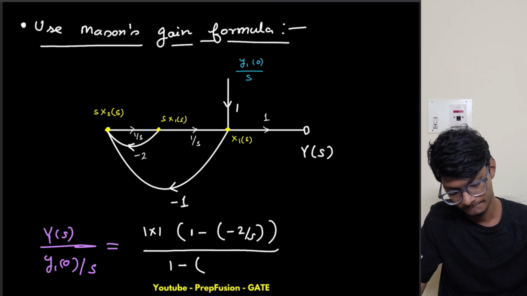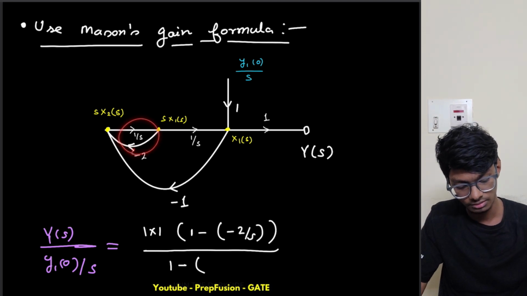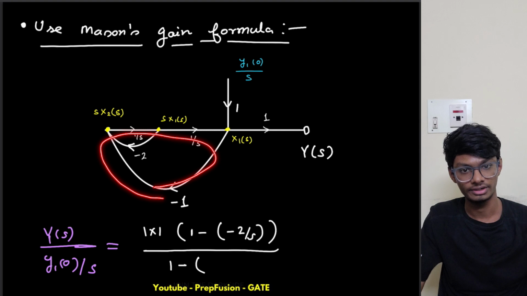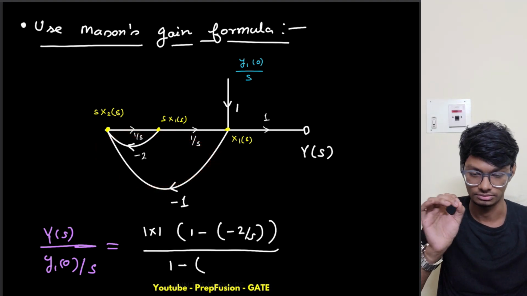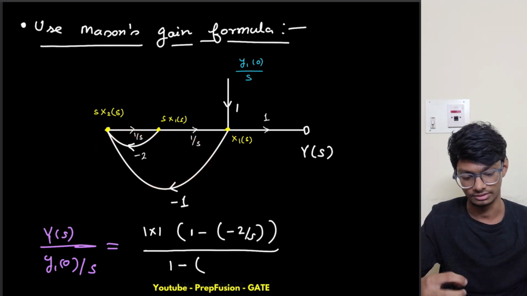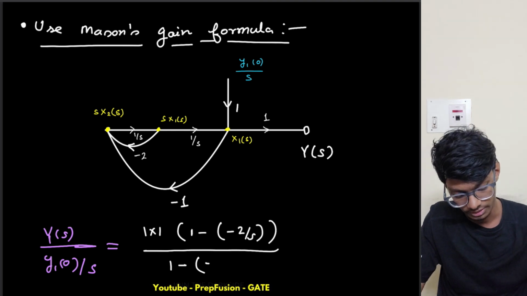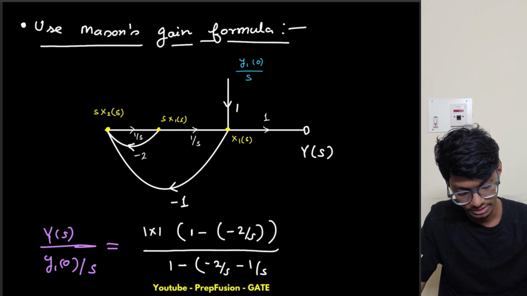1 minus minus 2 by s is 1 and minus 1 by s square is another one. So I hope you can do it fast. I don't have to explain all those things in detail, right? So minus 2 by s and minus 1 by s square.